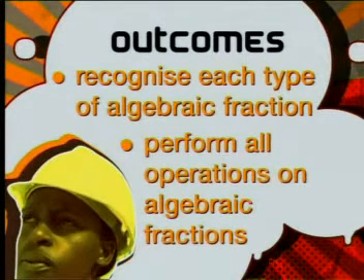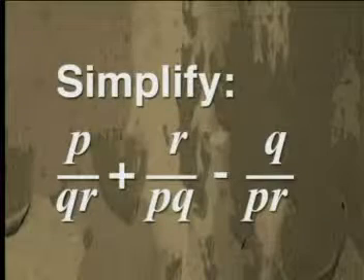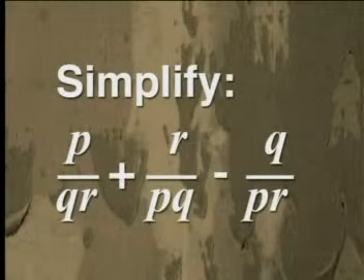By the end of this lesson, you will be able to recognize each type of algebraic fraction and perform all operations on algebraic fractions. In this lesson, we will be given a variety of examples and we need to identify what to do when. Each of the questions will ask us to simplify, but the procedure will vary depending on what we are given. We are not going to do the operations just yet, we just need to recognize what to do. Here is the first example.